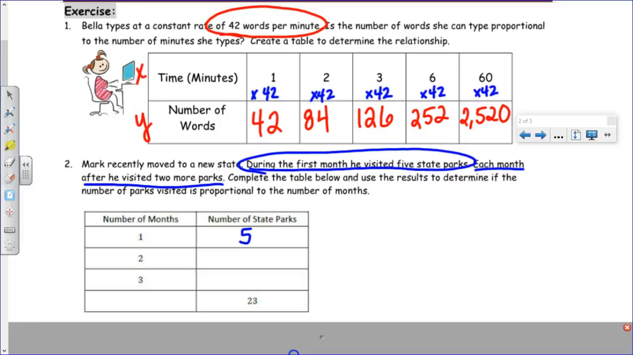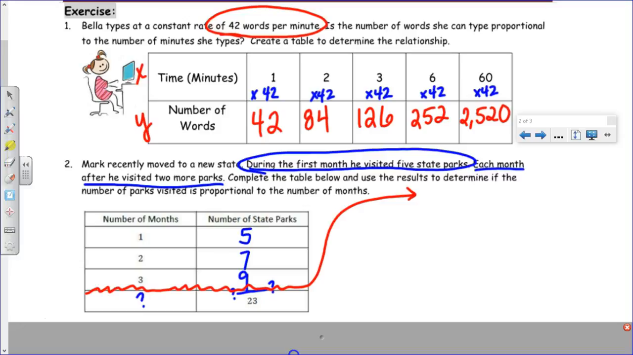All right, so after 1 month, it's 5, and then it goes up by 2. So 5, and then after 2 months, it would be 2 more than that, 7. So for 3 months, 2 more than that, 9. Now, obviously, something is missing here because I didn't go up by 2 to get to 23. We're going to try to figure out how many months it would take to get to 23. In order to do that, I want you to picture a break in this graph, and we're going to continue our work up here.